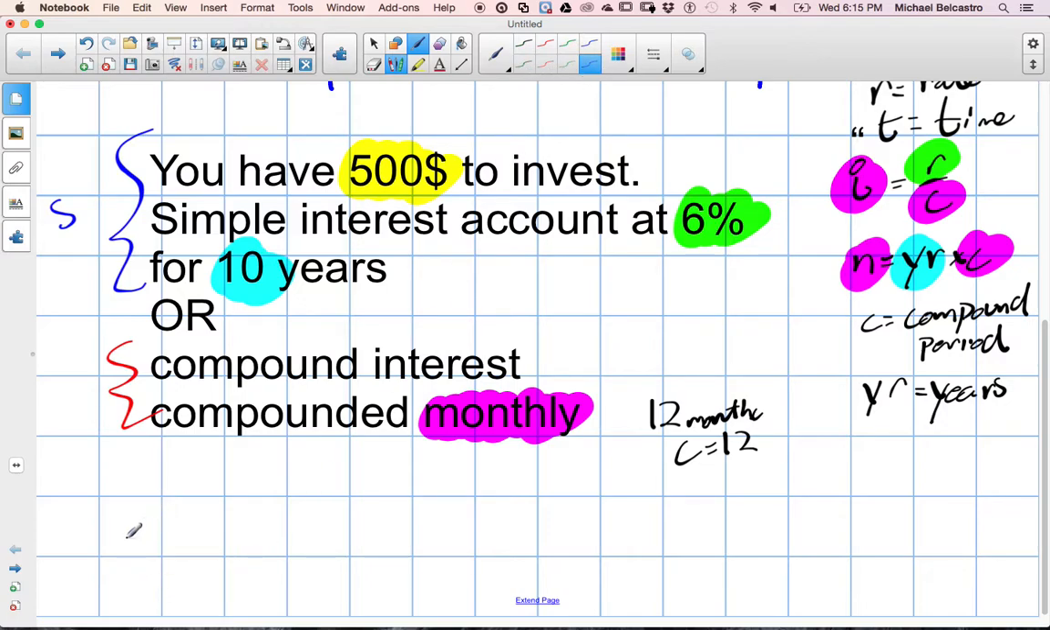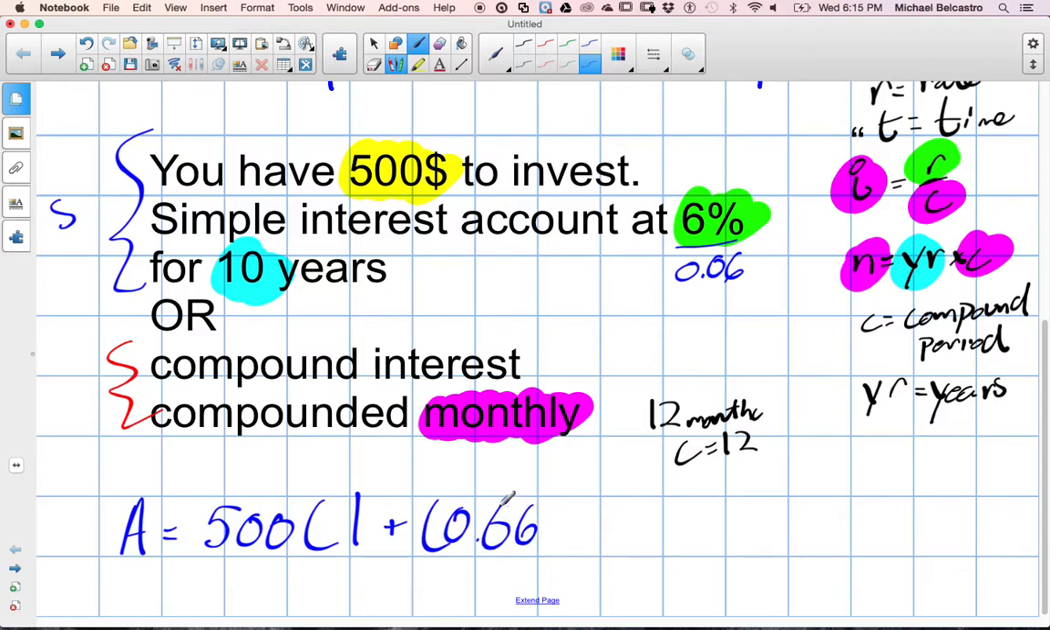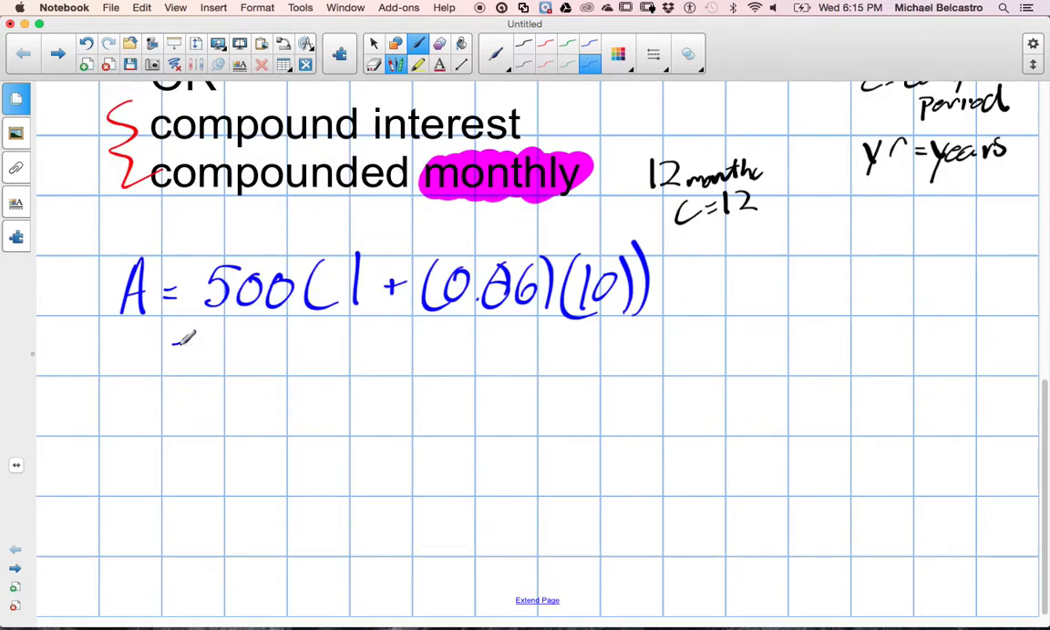So simple interest, we're looking for the future amount. We have $500 to start with. Our interest rate, when we change that to a decimal, is 0.06, times our years, which is 10. Pretty straightforward stuff. We're going to end up with 500 times 1 plus 0.6. So 1.6 times 500.